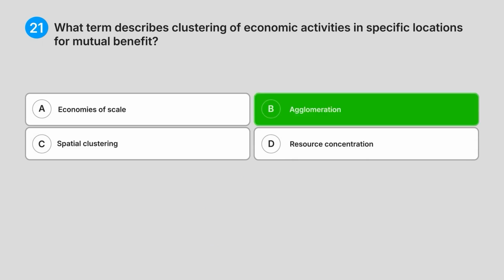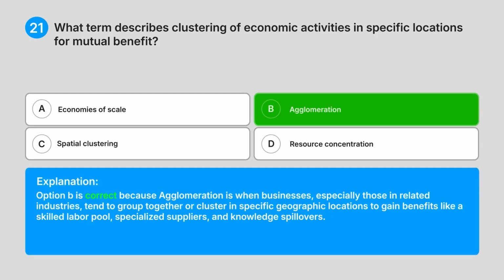Correct answer, B. Agglomeration. Explanation. Option B is correct because agglomeration is when businesses, especially those in related industries, tend to group together or cluster in specific geographic locations to gain benefits like a skilled labour pool, specialised suppliers, and knowledge spillovers.